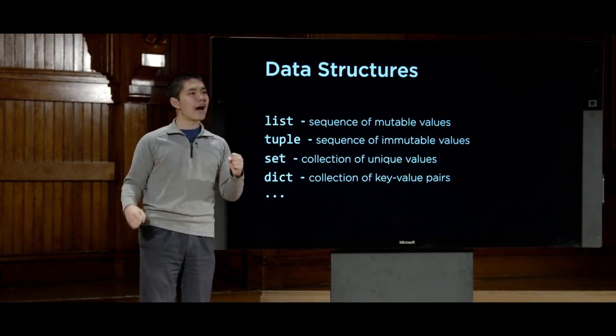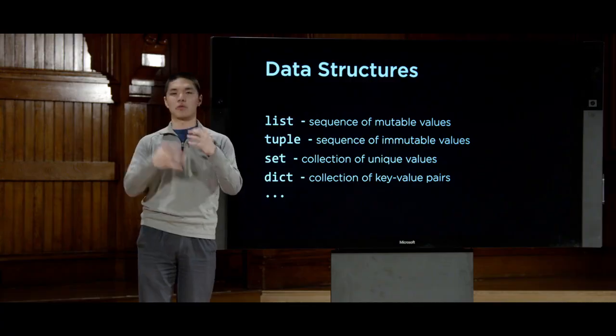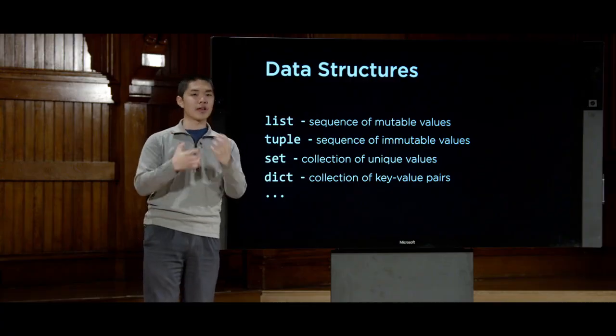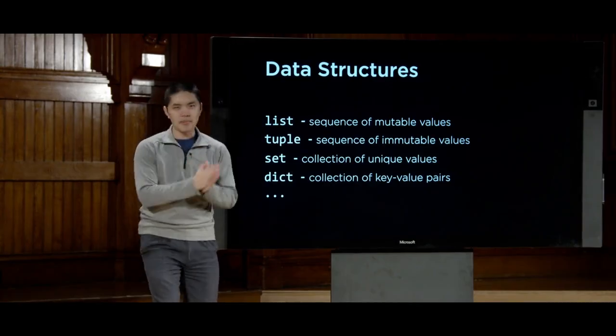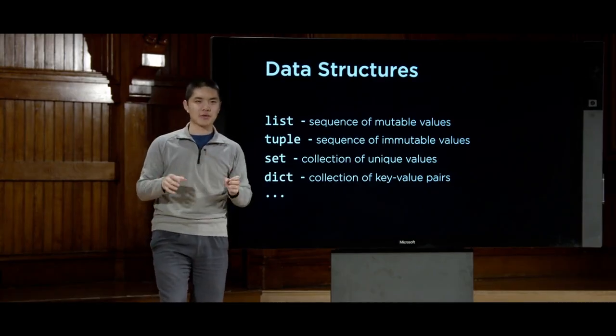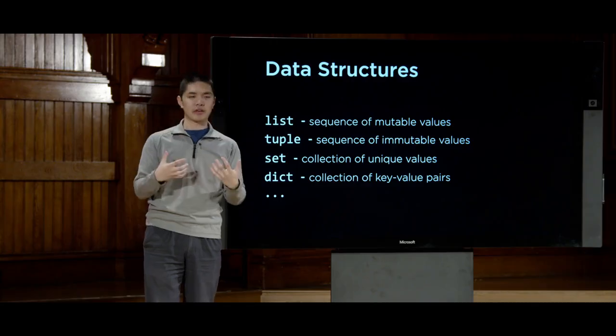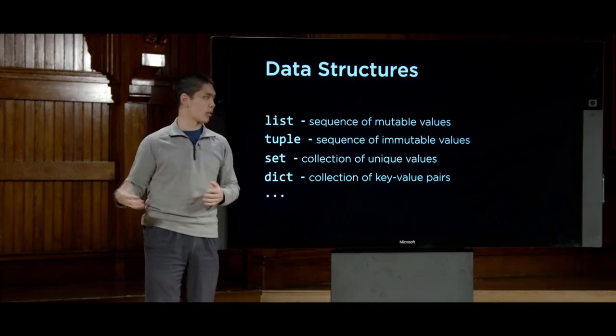If I have a list, I can add something to the end of the list. I can delete something from the list. I can modify the values inside the list. A tuple, on the other hand, is a sequence of immutable values. Those values can't change. You can't add another element to the existing tuple. You'd have to create a new tuple in order to do so.